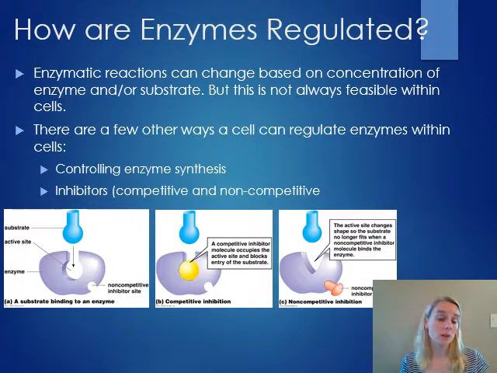We can increase the concentration of enzyme, or we can increase the concentration of a substrate, and that would definitely increase the reaction happening. But concentrations aren't always the easiest to regulate inside of a cell. You have limited space. You might have diffusion of things moving away, and so you can't compartmentalize your enzymes or your substrates. So it's not always feasible to increase rate by increasing enzyme or substrate. So there's other ways that a cell can regulate the enzyme activity.